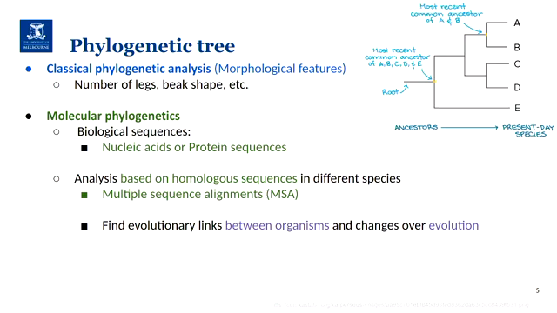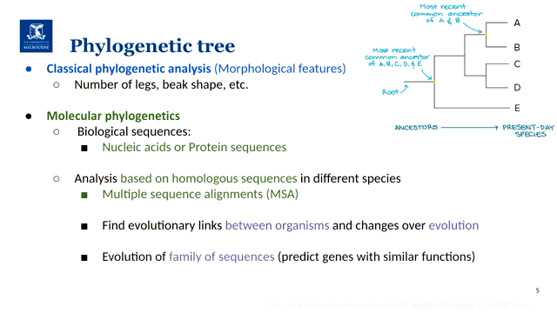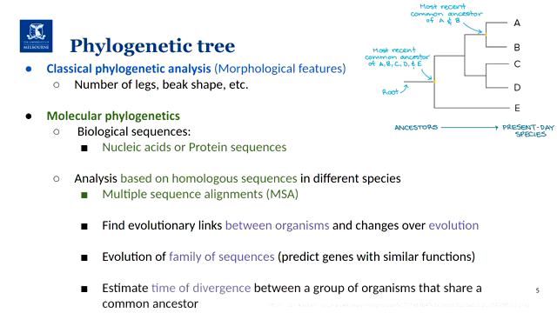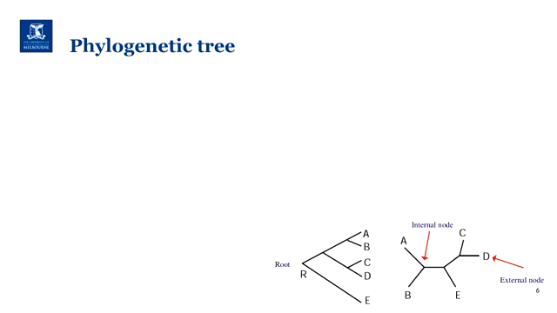that occurred over evolution. And for instance, we can inquire about families of sequences, and that can be useful, for instance, to predict genes with similar functions and how those functions evolved over time. And we can also estimate time divergence between groups of organisms that share that common ancestor.